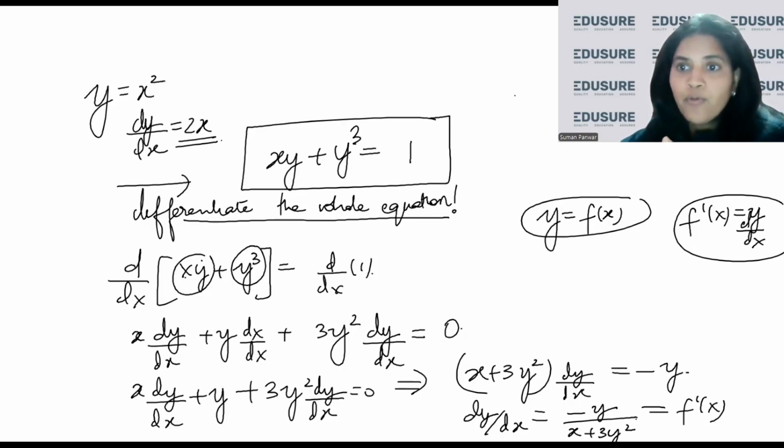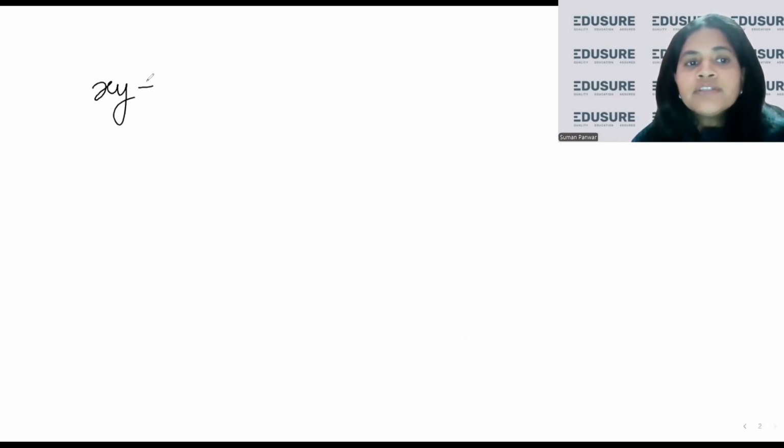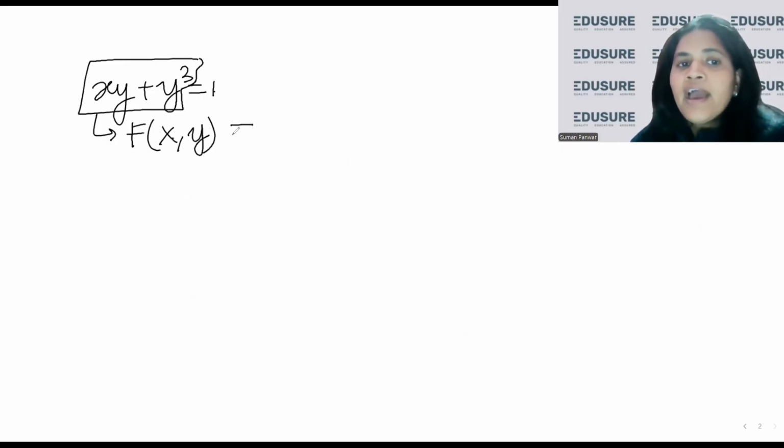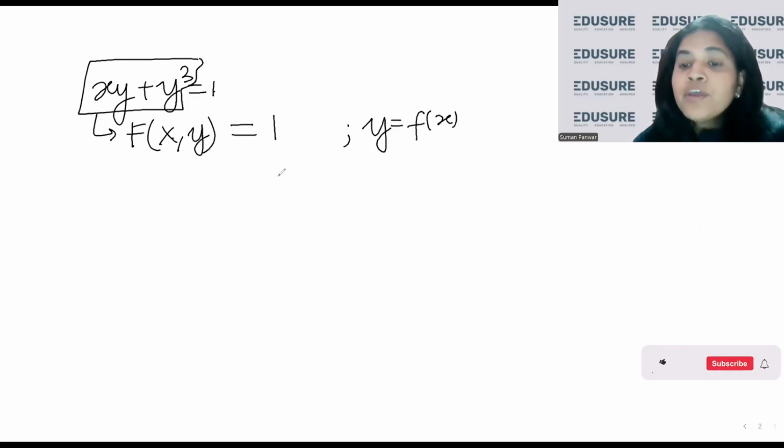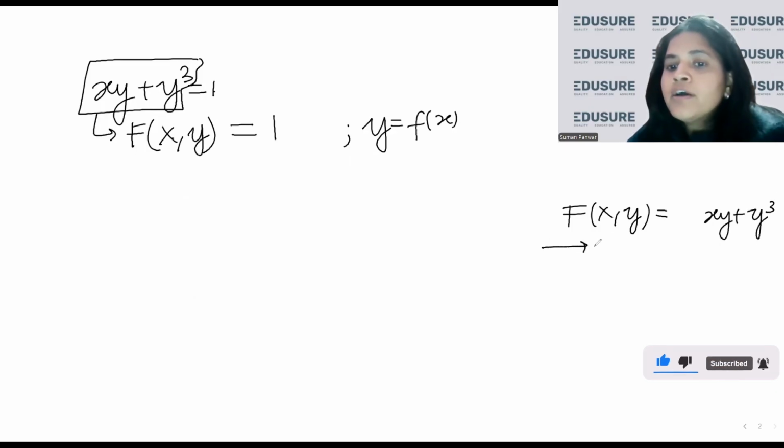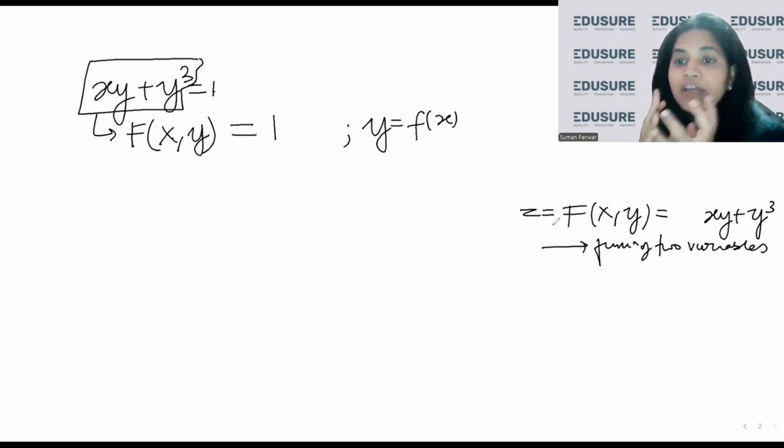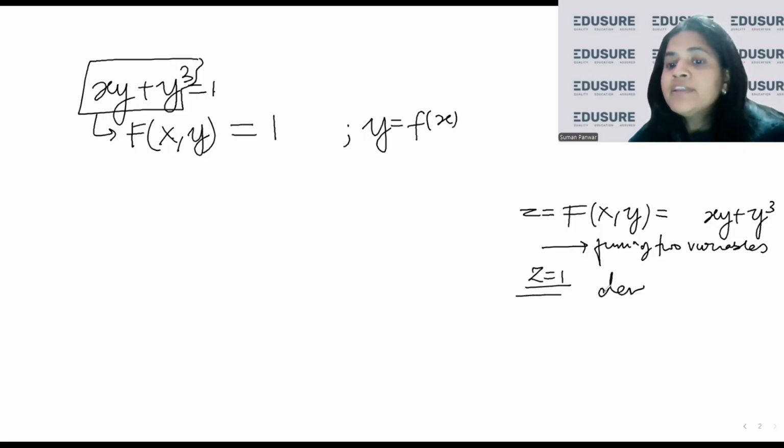Now let us look at this from another point of view. If you remember, our equation was xy plus y cube equals 1. If you look at the left-hand side, it is a function of two variables, x and y, and the right-hand side is equal to 1, where y is a function of x that we have to assume. So now if you look at this function f(x,y), this is a function of two variables. So this is my z. That means my figure or my diagram will be a three-dimensional object. But over here, z is equal to 1. That means I am dealing with a level curve of f(x,y).